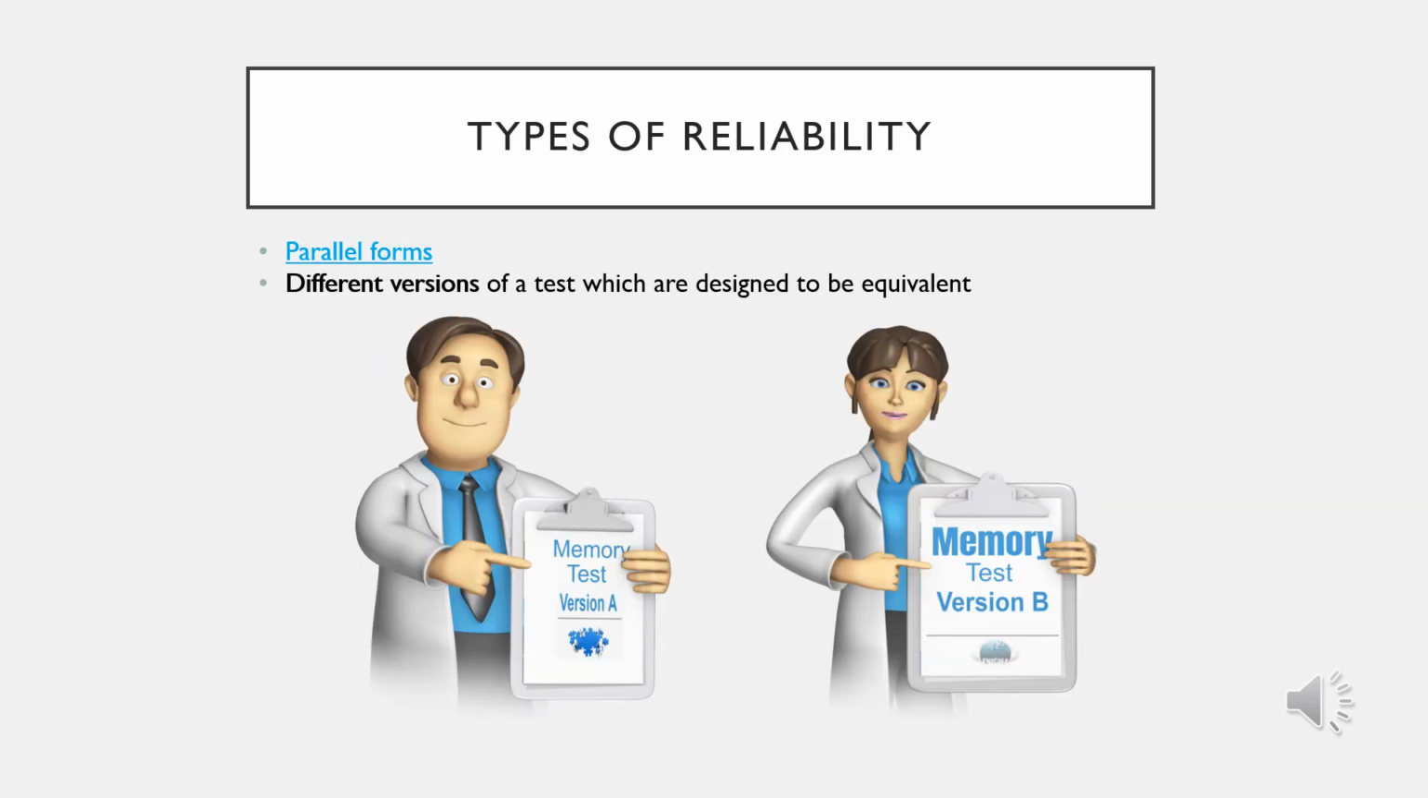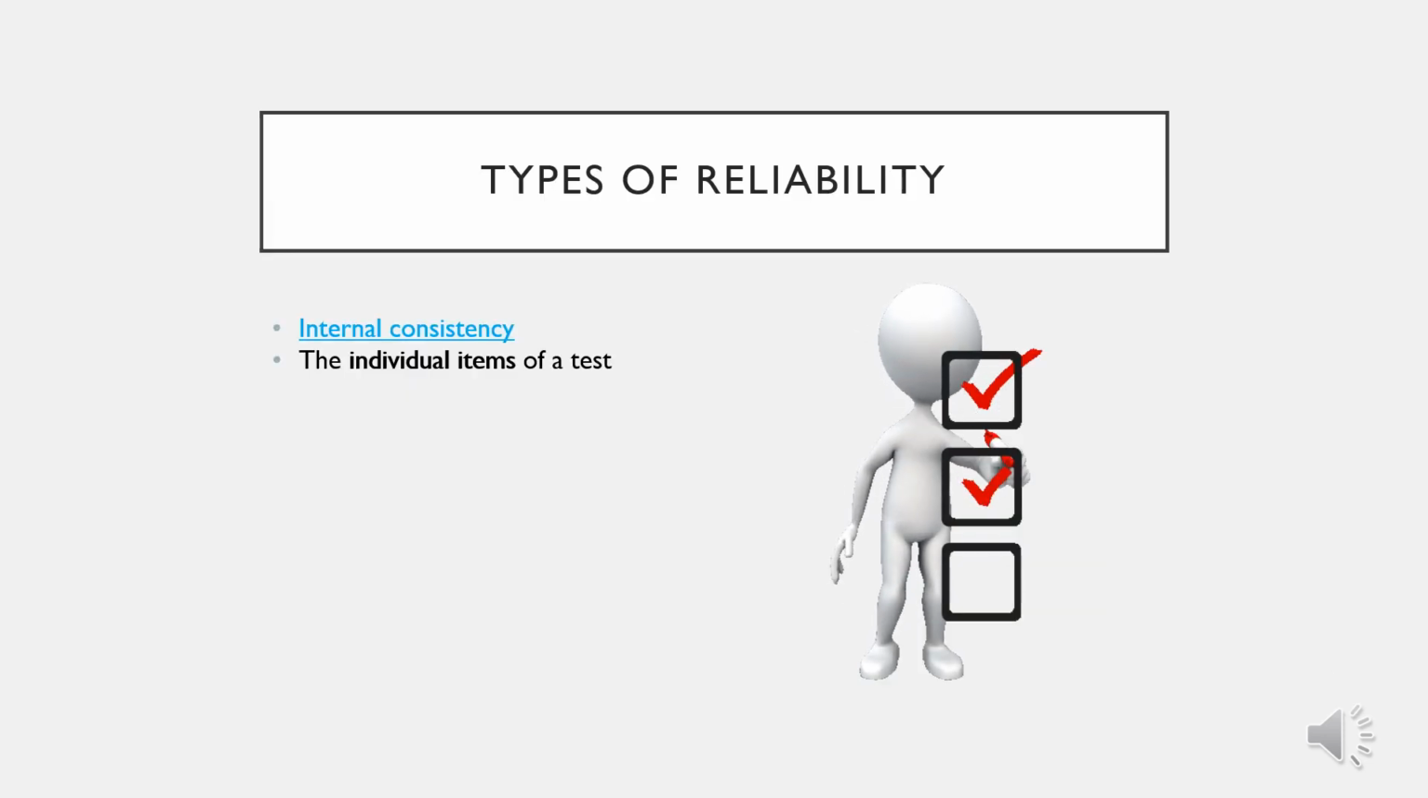A third type of reliability is parallel forms reliability. This is where different versions of a test, which are designed to be equivalent, come up with similar test results. The final type of reliability is internal consistency. This looks at the different items within a test and makes sure that all of them are testing the same thing.